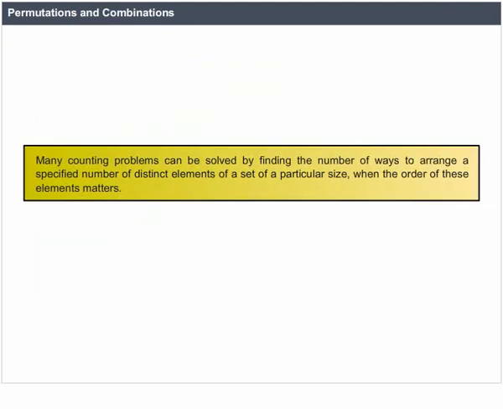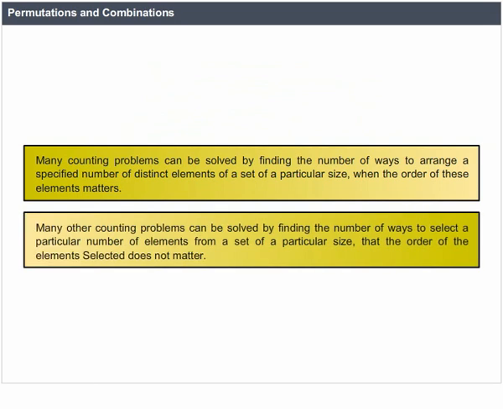Many counting problems can be solved by finding the number of ways to arrange a specified number of distinct elements of a set of particular size when the order of these elements matters. Many other counting problems can be solved by finding the number of ways to select a particular number of elements from a set of particular size where the order of the elements selected does not matter.